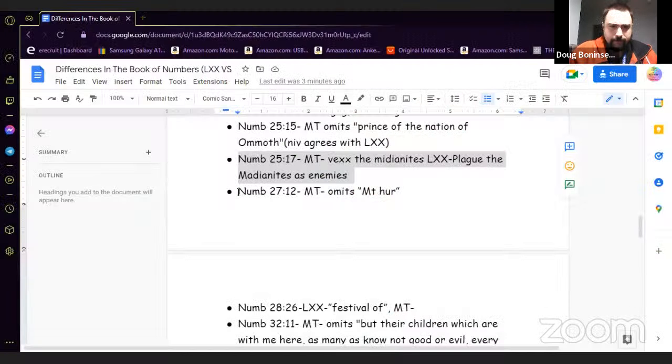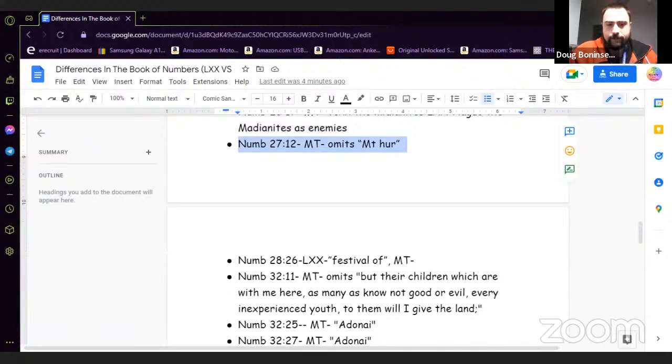But yeah, Numbers 27 verse 12. Interesting that the Masoretic text omits Mount Hor, the mountain Hor. I find this interesting. So we're going to go to Numbers 27:12.